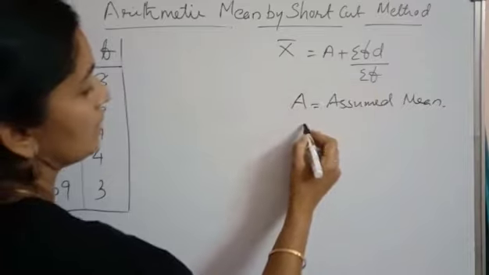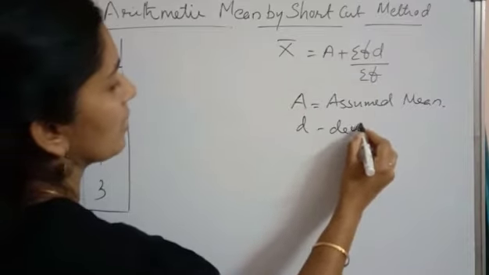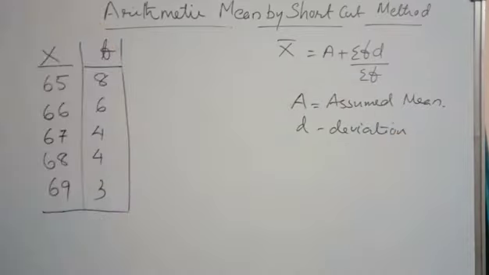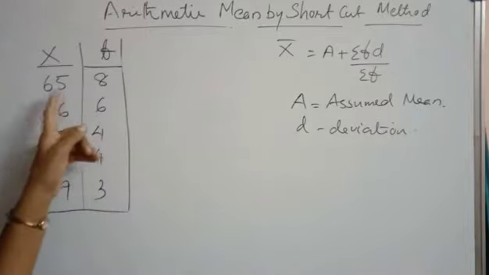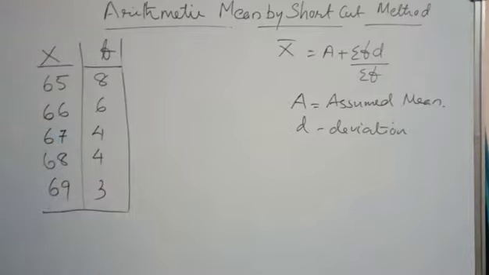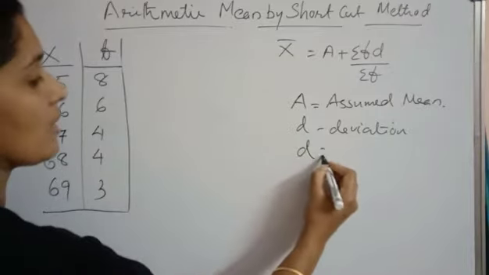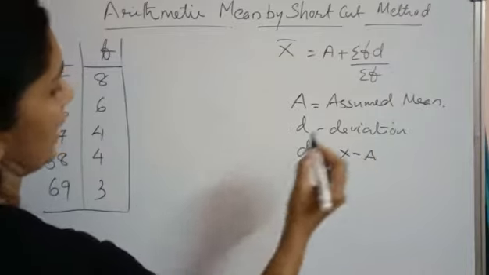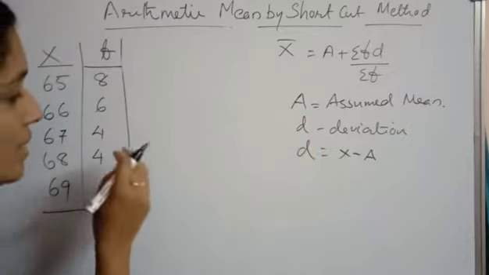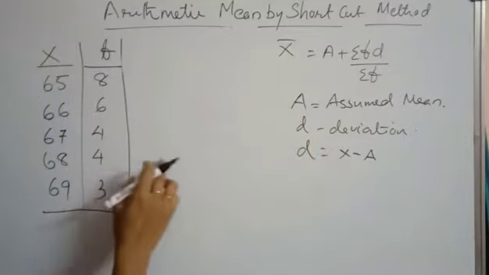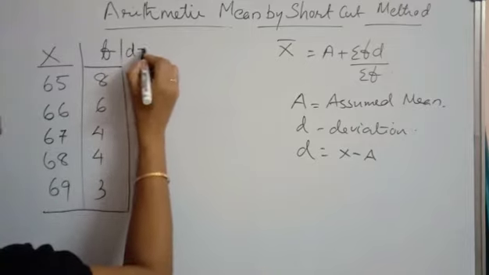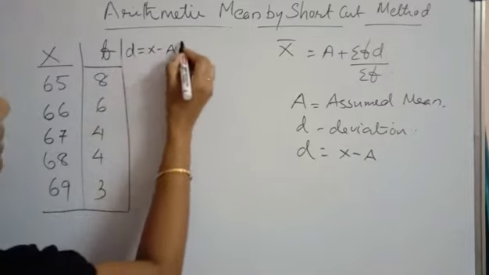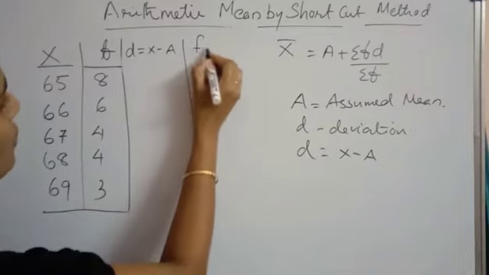And d is the deviation. So we have to find the deviation of the assumed mean from all these x values. That is what d we are finding here. So d is equal to x minus a. Now in the previous case we had only three columns: x, f as well as the fx value. But in this case there is one more column extra, that is d is equal to x minus a, and the other column is f into d.